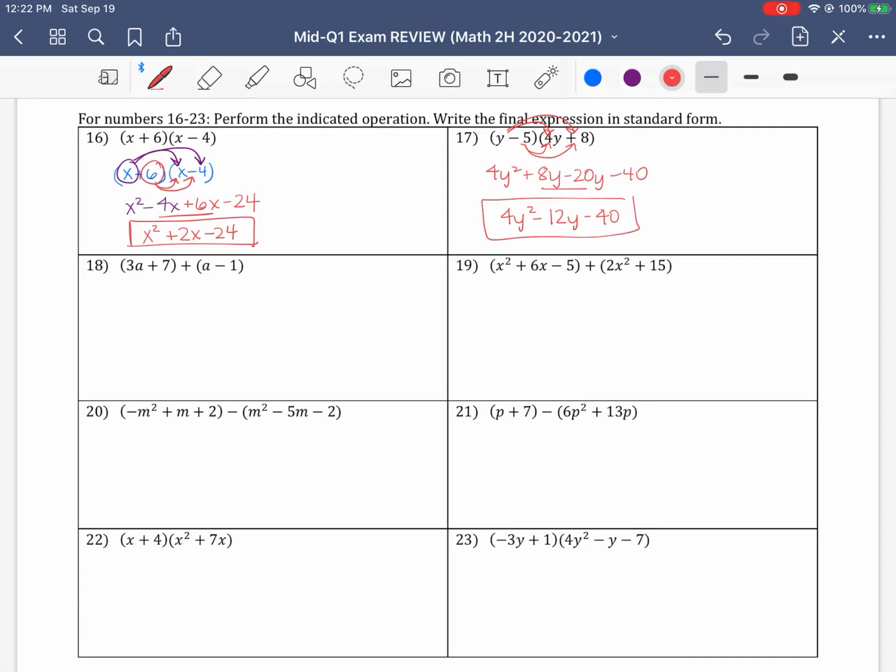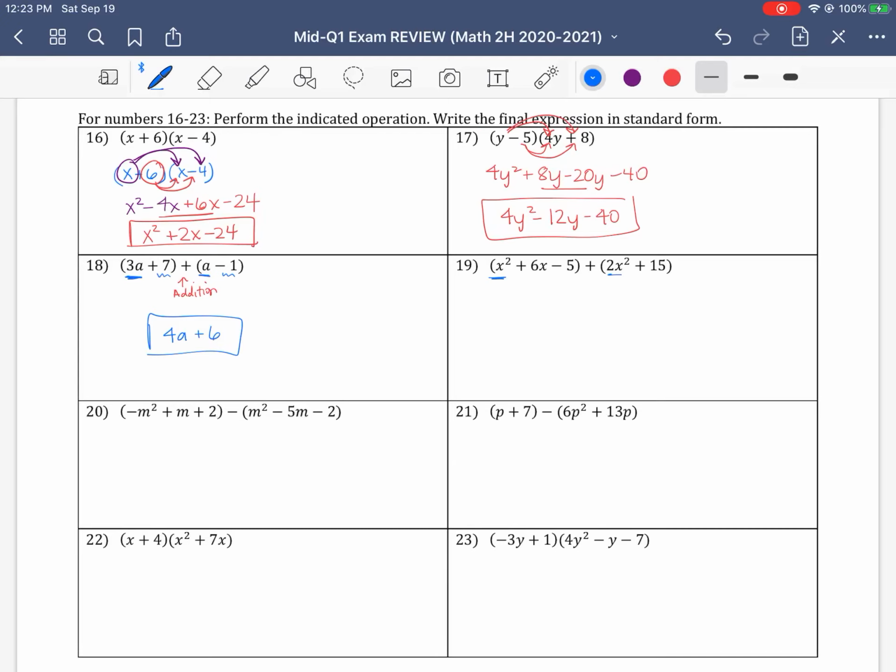Number 18, again, we look in the middle here, and this is implying addition. Addition just means we combine like terms. So we have 3a in the first polynomial and a in the second one, so 3a plus another a would give us 4a. And we've got 7 and a negative 1, which when we combine those through addition, we get 6.